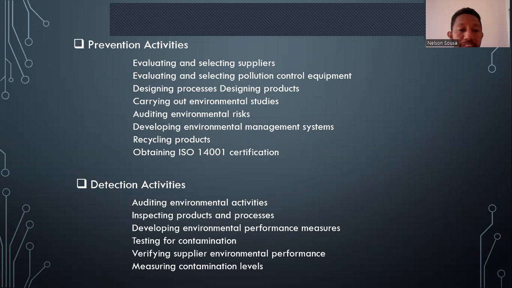Prevention activities are composed of evaluation and selection of suppliers, evaluating and selecting pollution control equipment, designing processes, designing products, carrying out environment studies, auditing environment risk, developing an environment management system, recycling products, and obtaining ISO 14001 certification.